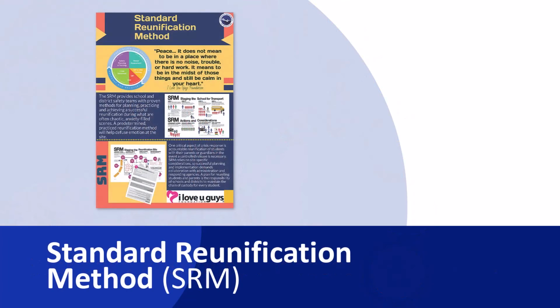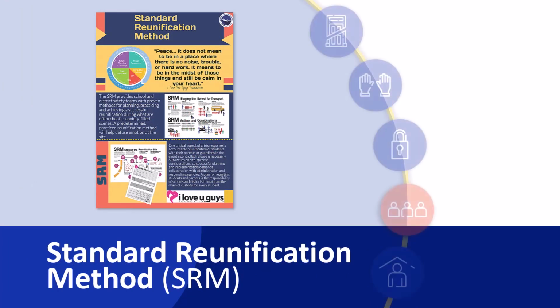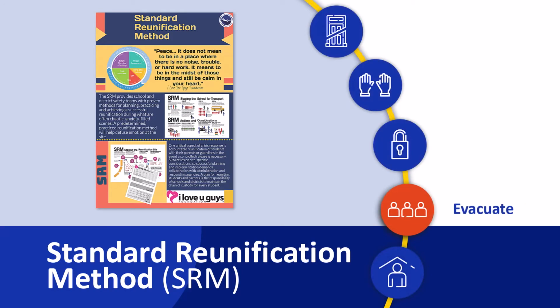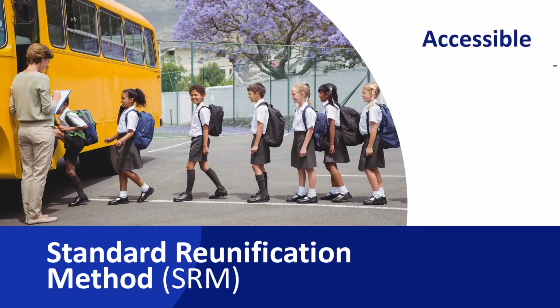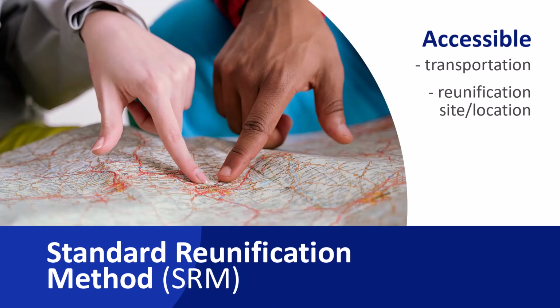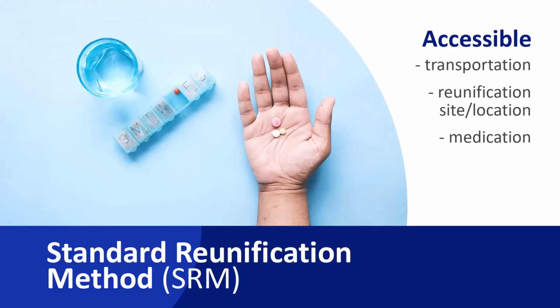The standard reunification method, or SRM, will be used when students and staff evacuate the school building and travel to a secondary location to be picked up by parents or guardians. Ensure transportation from the school to the reunification location is accessible and meets the needs of all students and staff. The reunification site should be accessible, and staff should bring supplies to meet students' medical needs.